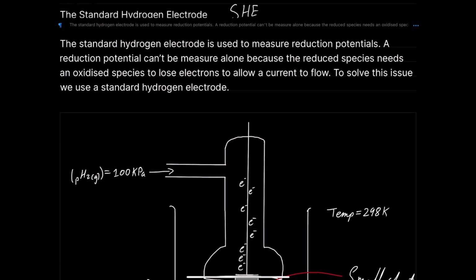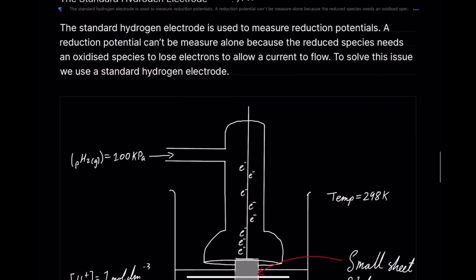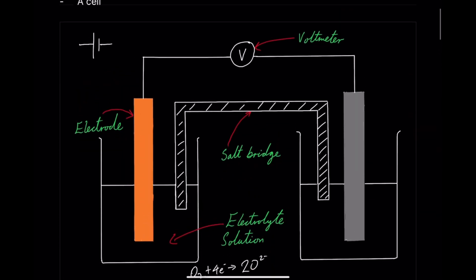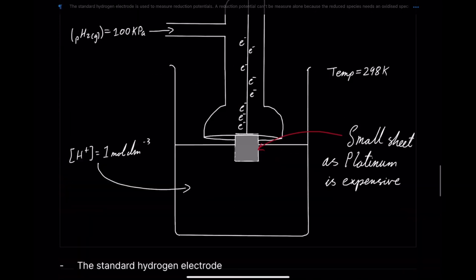So how we solve this, and how we're able to create a standard by finding out the electron potential of hydrogen reduction, is by using something called the standard hydrogen electrode, which measures the reduction potential. It's pretty much this apparatus here. You need to know this apparatus, which probably shouldn't be too difficult, but you also need to know about this apparatus here.